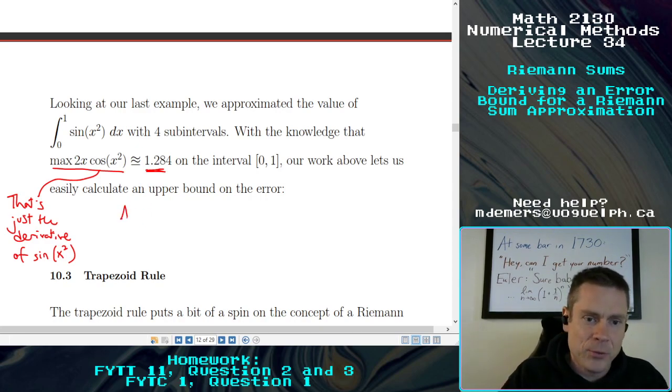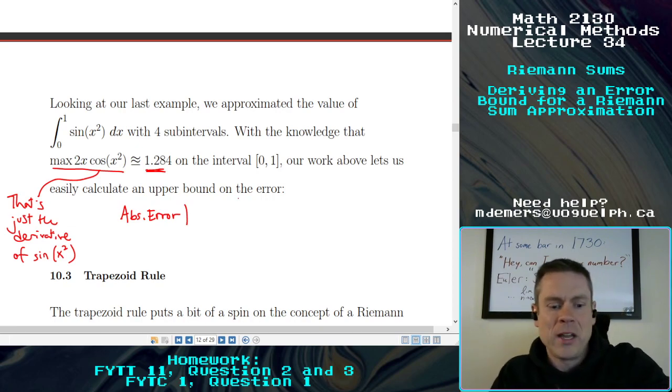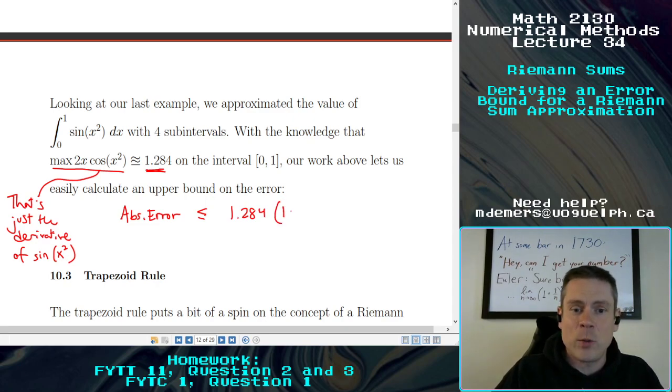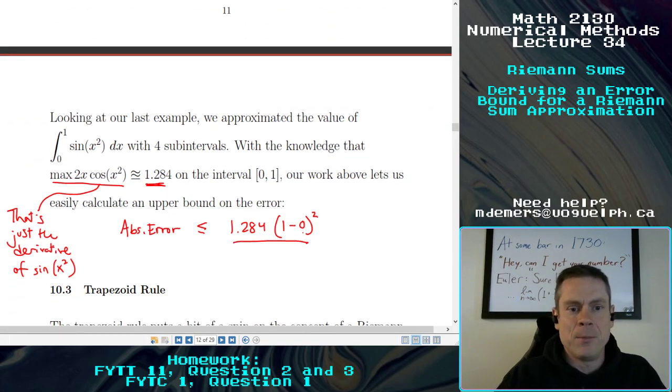And so the absolute error, I guess the absolute error is a positive number because it's defined as an absolute value. It's got to be less than or equal to 1.284 times our b minus a squared, which is going to be 1 minus 0 squared. And we put this over, what was it, 2n? So with four subintervals, we're going to say 2 times 4. And if you work that out, that comes out to about 0.1605.